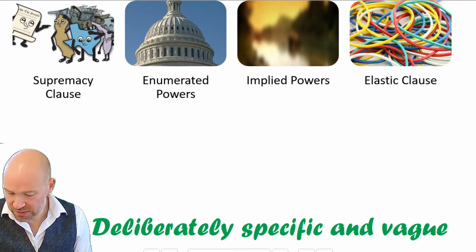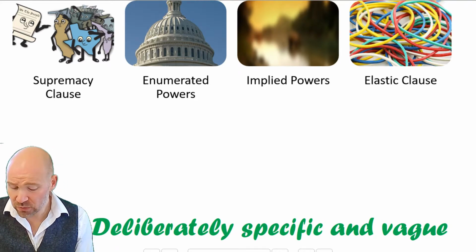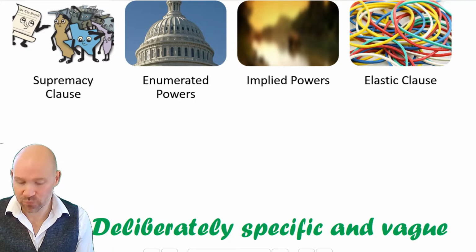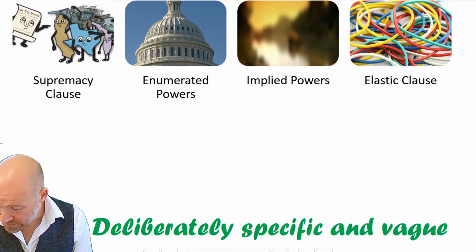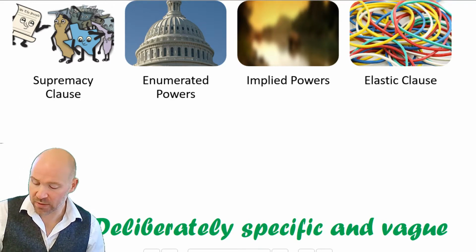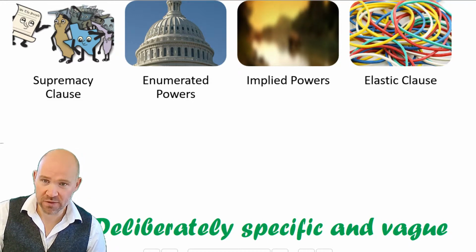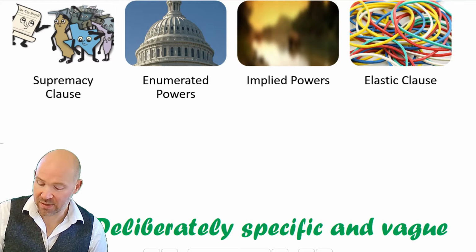Then there's this mysterious elastic clause, which is in Article 1, Section 8. I'm just checking my information here. It's also sometimes known as the necessary and proper clause. And what it says, and I'll read it out, is that Congress has the power to make all laws necessary and proper to carry out the federal government's duties.